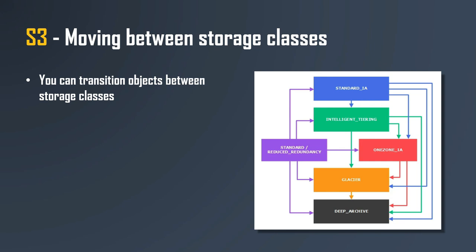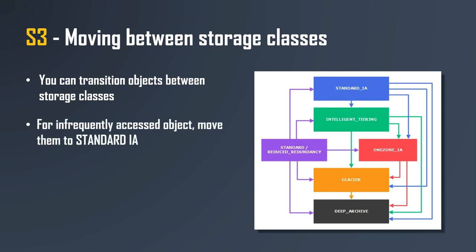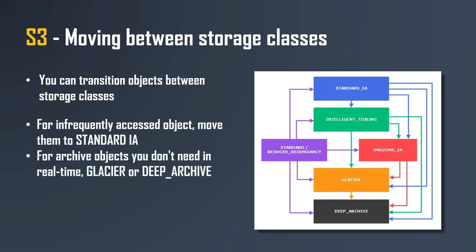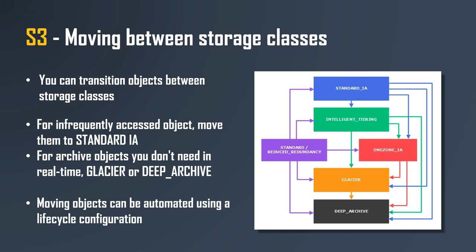So for infrequently accessed objects, move them to Standard IA. For archive objects that we do not need in real time, the general rule is to move them to Glacier or Deep Archive. Moving all these objects around all these classes can be done manually, but it can also be done automatically using something called a lifecycle configuration. And configuring those is something you are expected to know going into the exam.